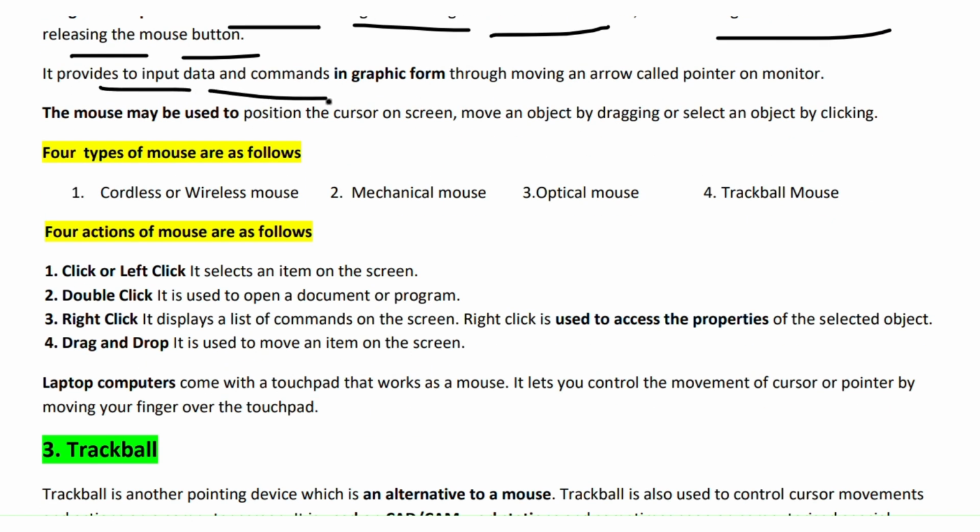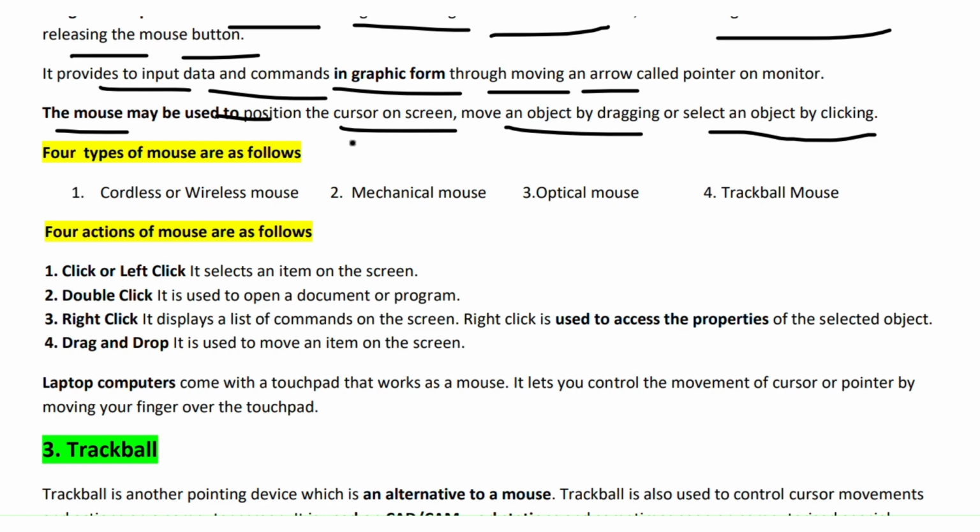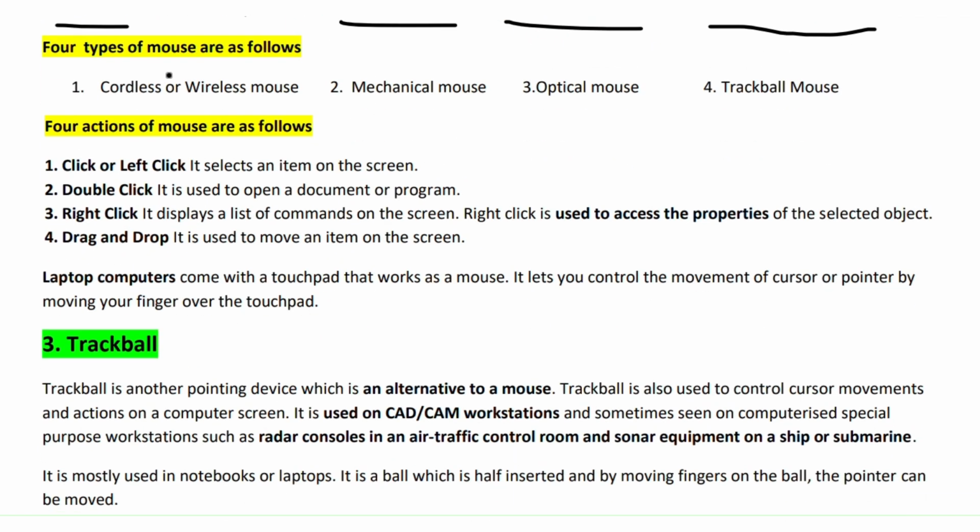It provides input of data and commands in graphic form through moving an arrow, called a pointer, on the monitor. The mouse may be used to position the cursor on screen, move an object by dragging, or select an object by clicking. Four types of mouse are as follows: cordless mouse, which is a wireless mouse, mechanical mouse, optical mouse, and trackball mouse.